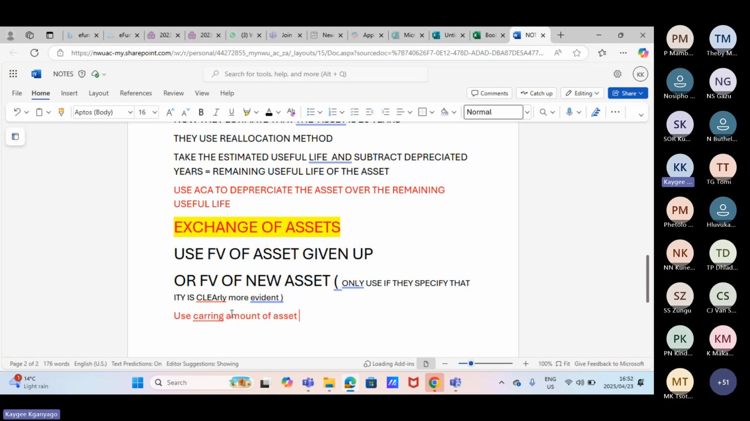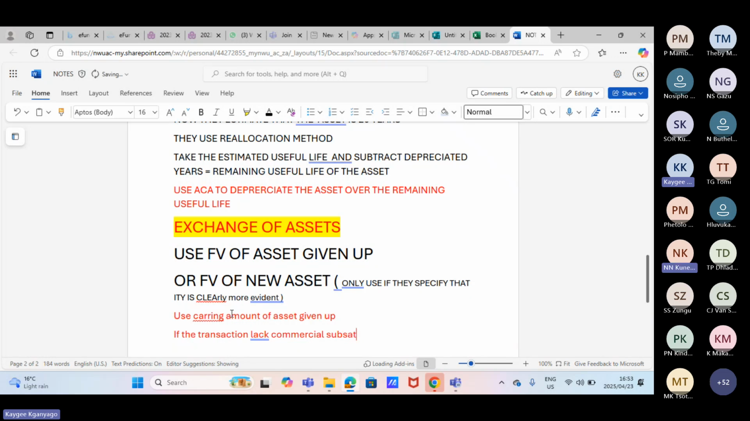When can you use the carrying amount of the asset given up? Lack of commercial substance. The transaction can either have commercial substance or it can have no commercial substance. Remember here, you can only use the carrying amount of the asset given up only if the transaction lacks commercial substance, or they can say no commercial substance. That's why you can look at the option of using the carrying amount of the asset given up, ne?